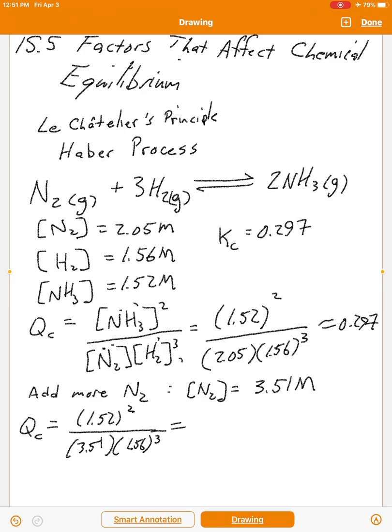Okay, so there we go. So now, question, are we still at equilibrium? Hopefully you can see we're not going to be at equilibrium. There's no way this is going to be 0.297 because we just changed one of the numbers, not all three. We didn't even change two of them.